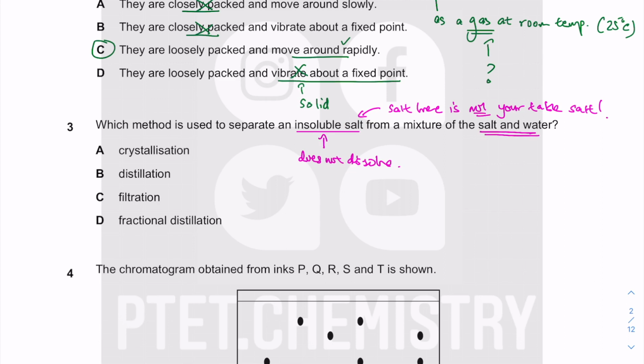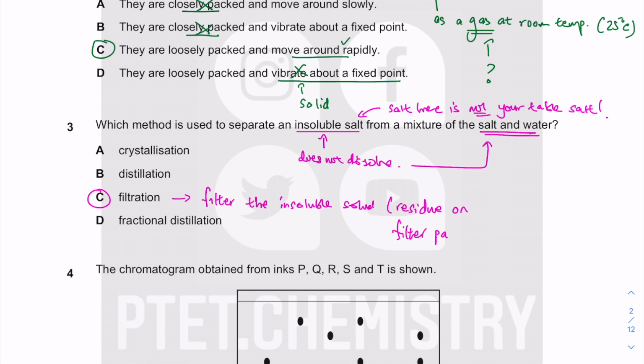You have the salt and the water. Make sure that the salt is insoluble in water. So that means filtration is the way to go, because you filter the insoluble solid. So this one will be trapped as the residue. Residue is the substance left on the filter paper, or it could also be the solid that is left after you evaporate a solution completely. And then your filtrate is the water, the solution that passes through the filter paper.